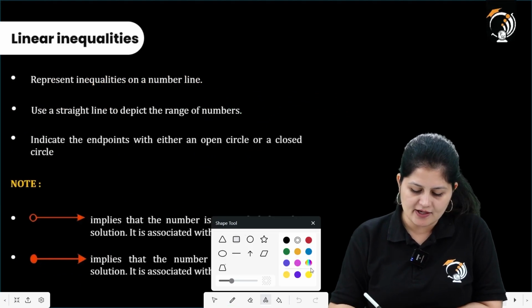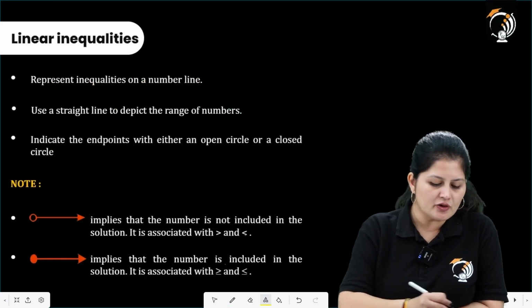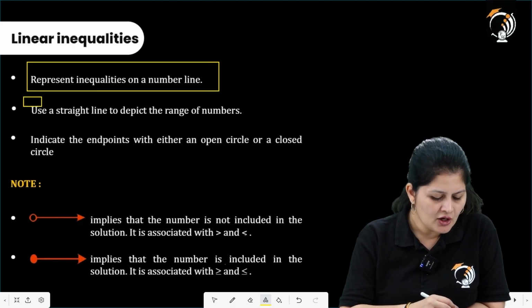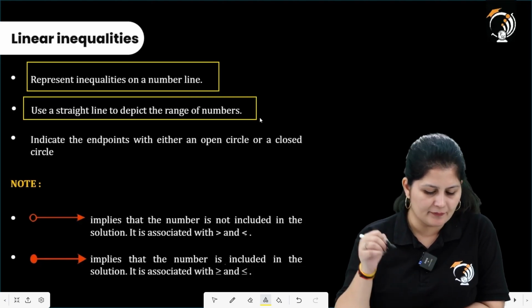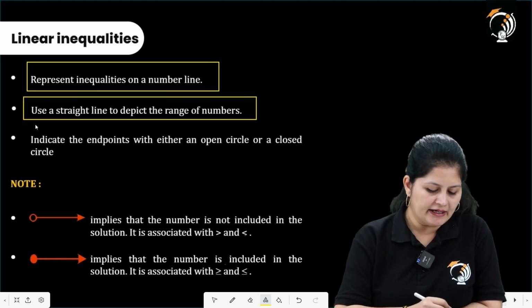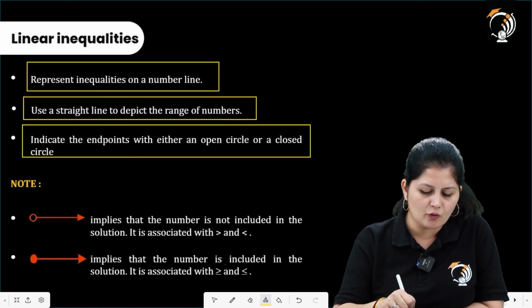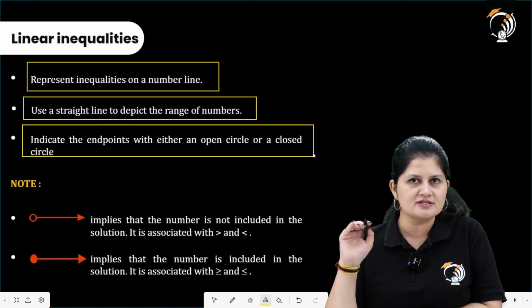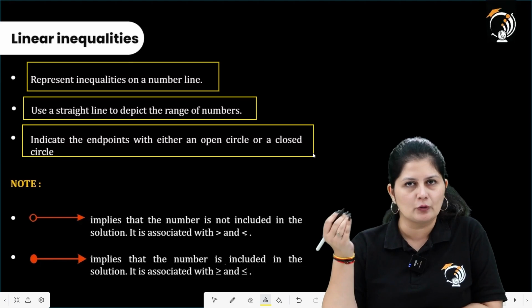Now, moving to the next thing, the linear inequalities, how we are going to write anything in terms of linear inequalities. So, represent inequalities on the number line. Use a straight line to depict the range of numbers. Indicate the end points with either an open circle or closed circle. So, let's understand when we are going to make an open circle and when we are going to make a closed circle.